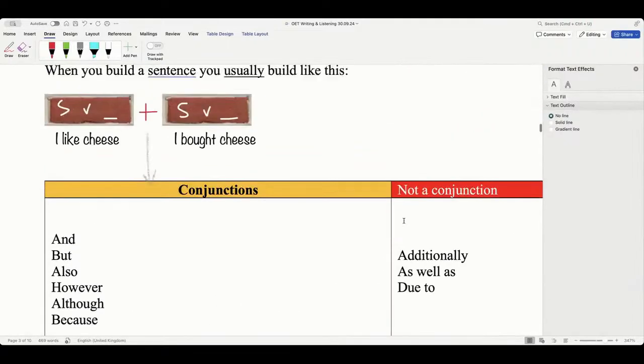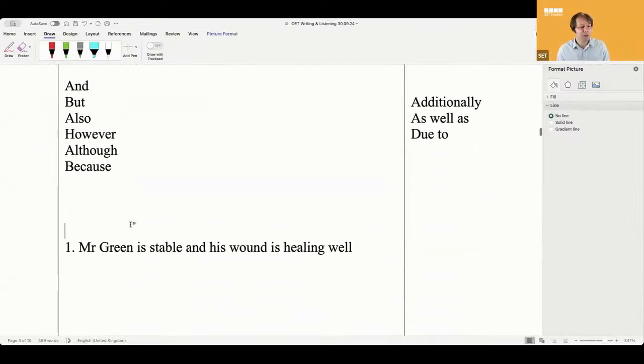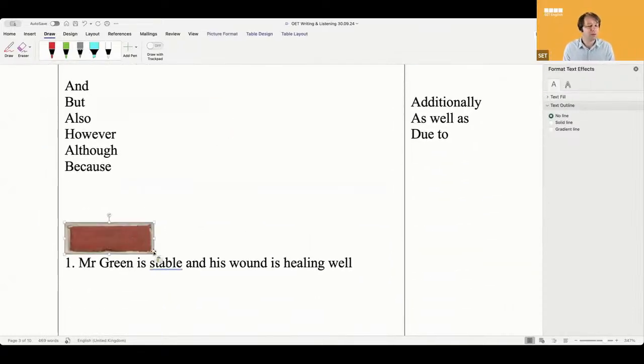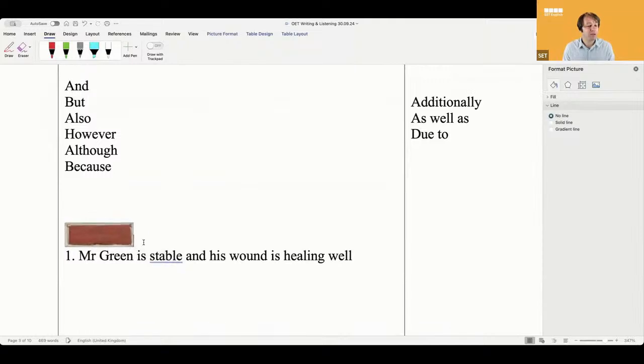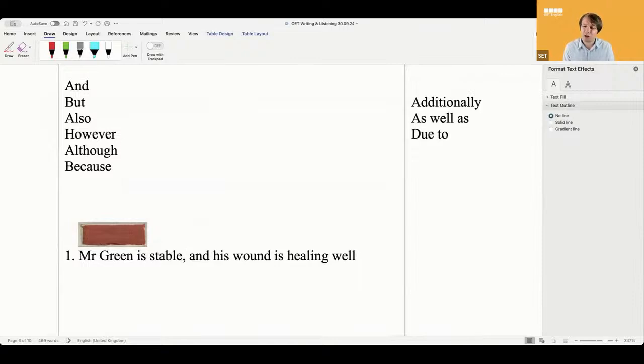Mr. Green is stable and his wound is healing well. So what do I need to do with a comma? Does anyone know what I need with the comma now? Because we have subject and verb, two bricks. Where does the comma go? After stable, before and. Yeah, right. Look, you see this blue line here? Look at this. It's gone.